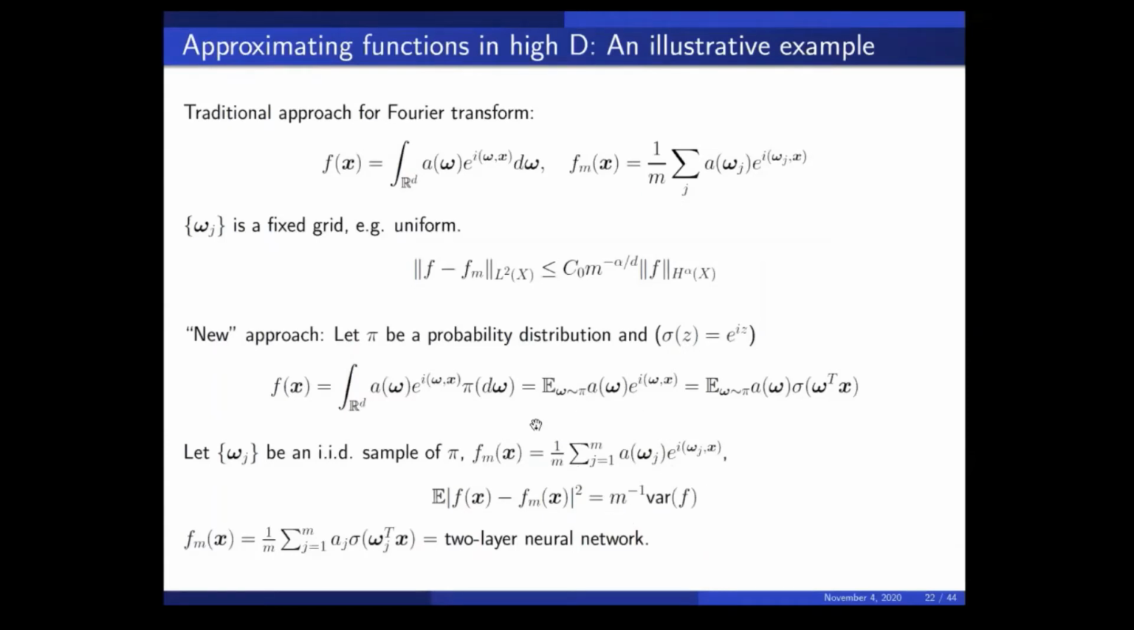Notice that this approximation can be expressed as a 2-layer neural network, where we write this as a_j, and we take sigma to be a nonlinear activation function defined by e to the i x. So this is the 2-layer neural network. What I'm saying here is that if you have a function that can be expressed in this form, that kind of function can be approximated by a 2-layer neural network with an error rate that's independent of dimension. Okay, so there's a key difference between these two expressions.